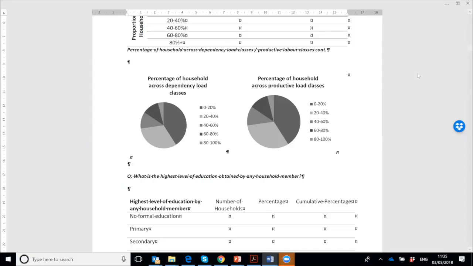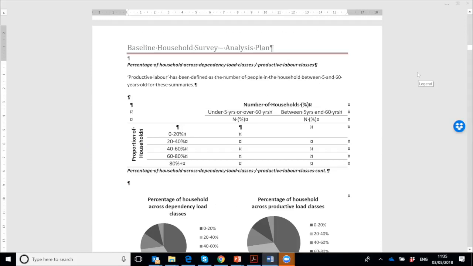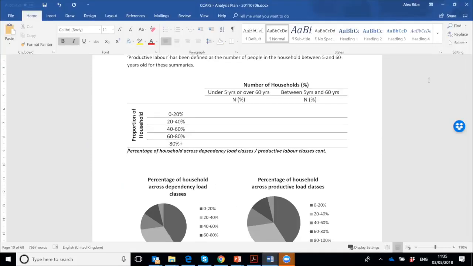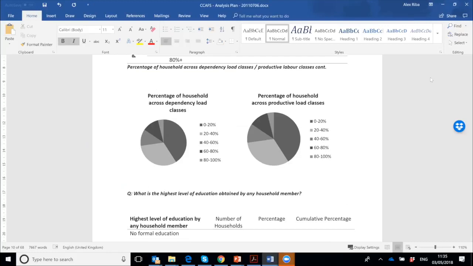Okay, thank you. So that's an example of percentages of households across dependency load classes, whatever it means. Here, yeah, this is the table, the empty table if you want, and this is an example of a graph, a pie chart, of what may happen once you analyze the data. Does it answer your question? Yes, yes, perfectly. Okay, good. So it's an example, and yeah, it's not data-based, it's what can happen.